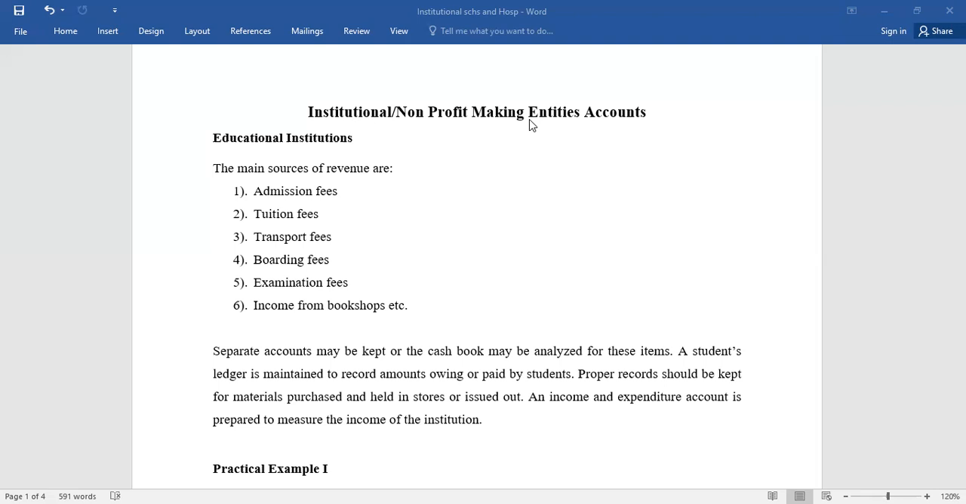The purpose here is to impart knowledge and change the society. Once the society has been changed, the ripple effect will be economic growth due to what they'll be giving back in form of services. So proper records should be kept for items or the materials that were purchased and held in the store to be issued out.